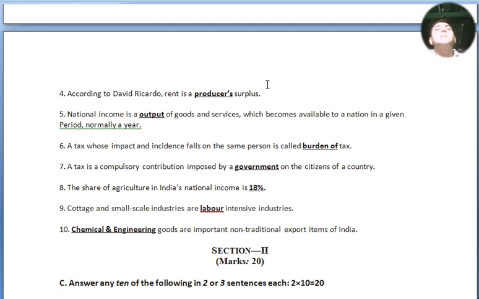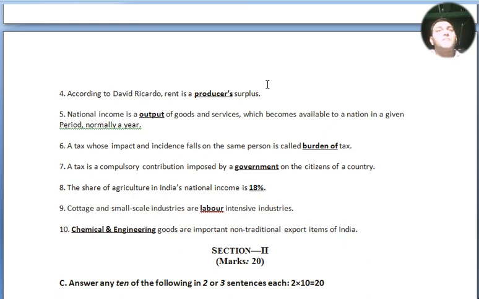A tax whose impact and incidence falls on the same person is called burden of tax. Number 7, a tax is a compulsory contribution imposed by a government on the citizen of a country. So government is the answer. Number 8, the share of agriculture in India's national income is 18%, but now it has reduced again currently. So as per the question data, 18% is the answer of that time.